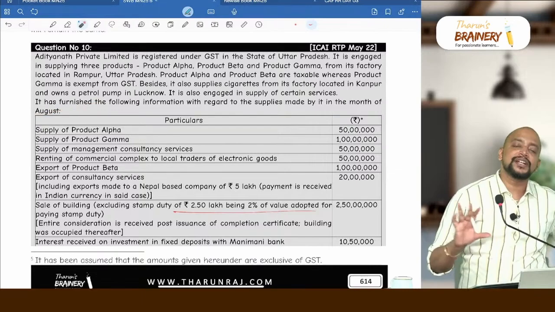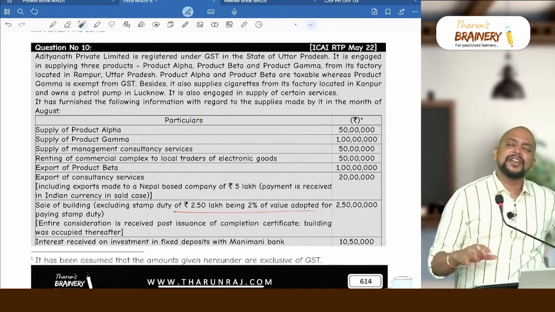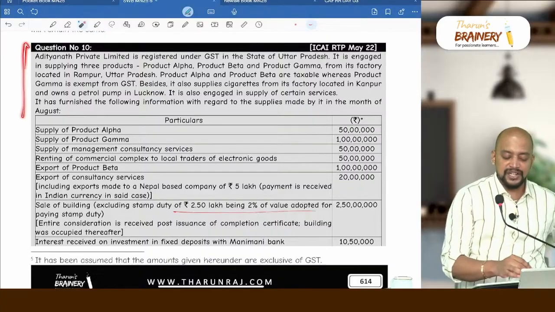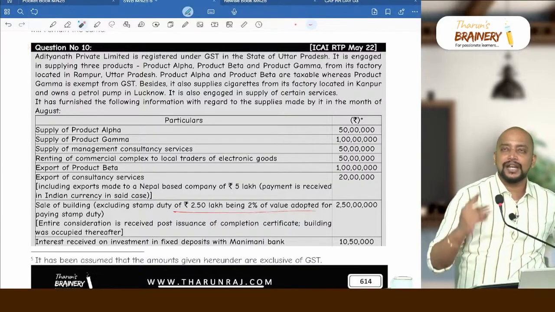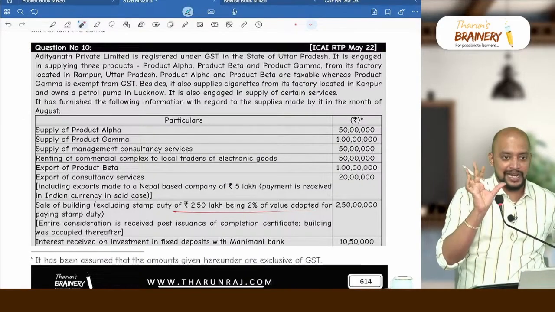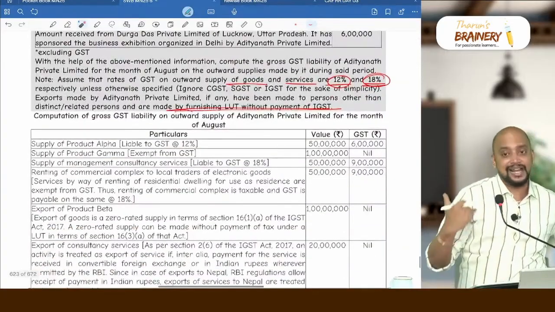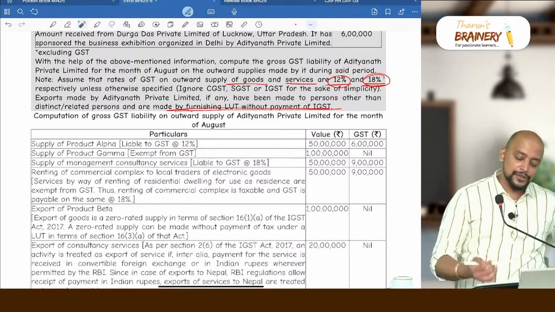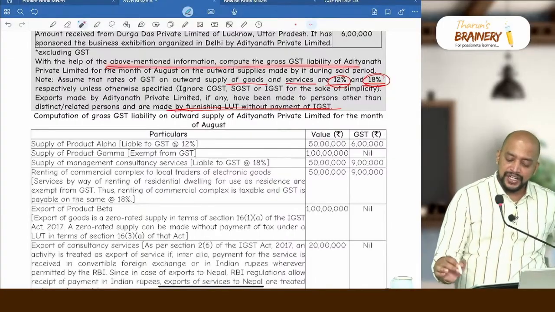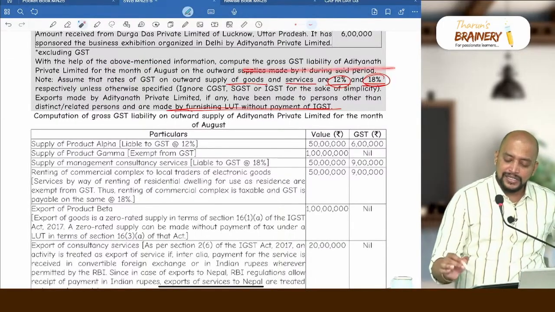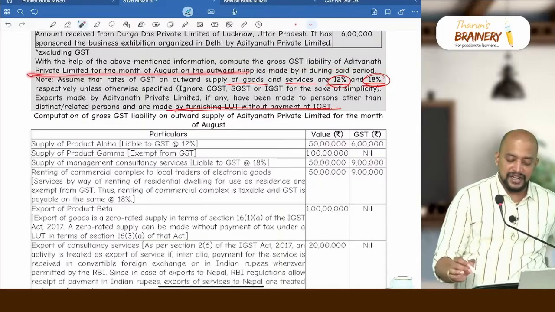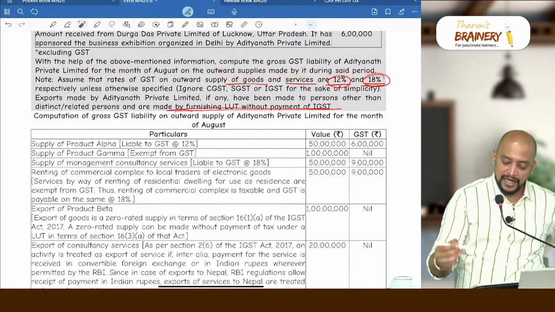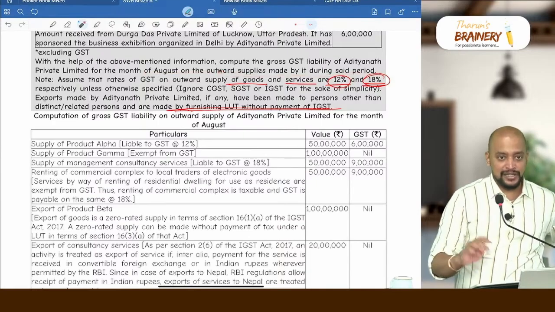So what you need to do is that whenever you get a question like this, even in IBS also, follow the same strategy. First you need to read some initial paragraph. After reading the initial paragraph, you will come to know what business they are doing, etc. Then you need to go to the last. When you go to the last, you will know what is the requirement that you need to do in that question. So see there, with the help of above mentioned information, compute the gross GST payable of Adityanath Private Limited for the month of August on the outward supplies made by it during the said period, gross liability.